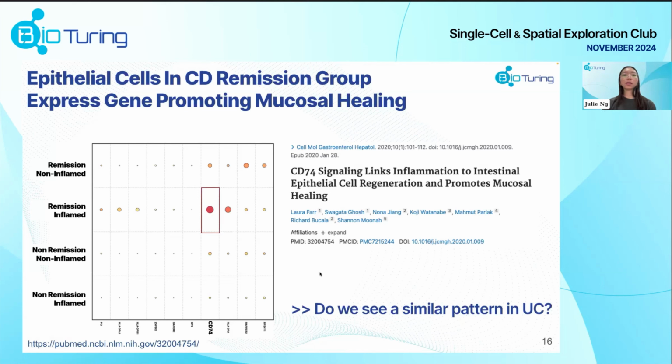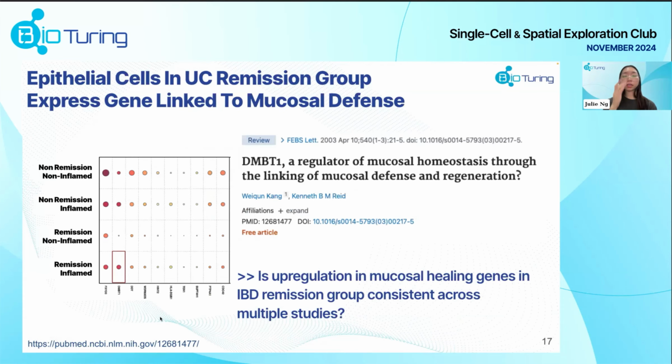So in ulcerative colitis, while we don't see CD74 in particular, we were able to find a different gene called DMBT1, which is right here, highly expressed in the remission inflamed region. And again, doing a literature search, this DMBT1 gene may be a different regulator of mucosal homeostasis through mucosal defense and regeneration. So again, there's this common theme between Crohn's disease and ulcerative colitis of upregulation of mucosal defense and regeneration, promoting the healing within the gut.